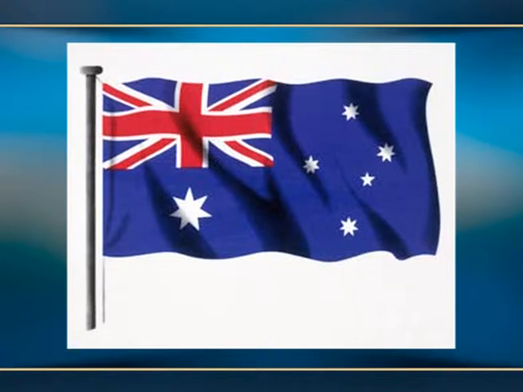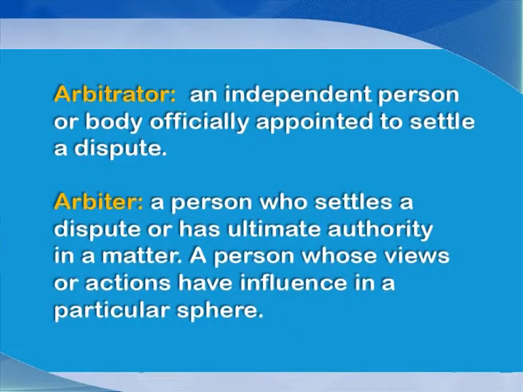Alternative dispute resolution, known in some countries such as Australia as external dispute resolution, includes dispute resolution processes and techniques that act as a means for disagreeing parties to come to an agreement short of litigation. It is a collective term for the ways that parties can settle disputes with or without the help of a third party. Arbitrator: an independent person or body officially appointed to settle a dispute.